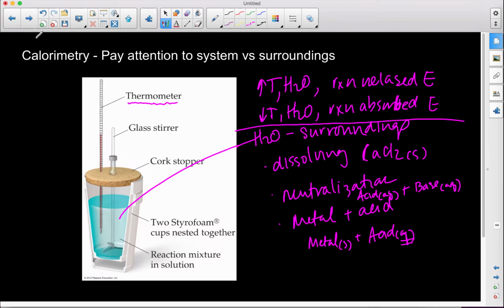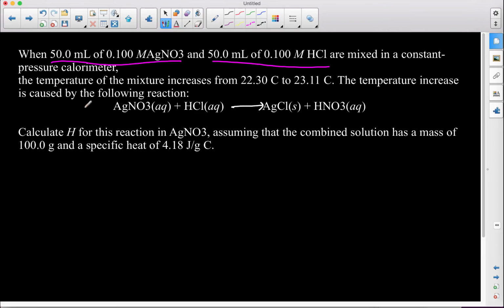Going back to this one, we do have a cork stopper on here, but it is still basically open to the atmosphere, because we're not completely sealing it in like a bomb calorimeter, for example. The temperature of the mixture increases from 22 to 23.11, okay? The temperature increase is caused by the following reaction.